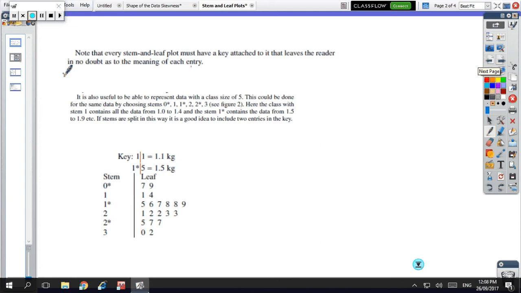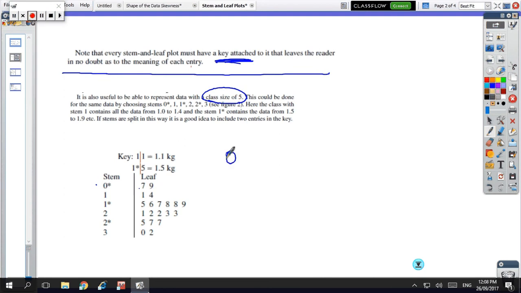Okay, so every stem and leaf must have a key attached, so you have no doubt what the meaning of the entries are. In this particular one, again, we've got decimal places, but this time, instead of having a class of 10, we can have a class of 5. And what we do is we put asterisks. So for instance, 0 is 0.7 and 0.9, but if you had a 0.2 kilo possum, you'd have just 0.2, and then the asterisk means it's the top end of the scale. So you've got 0.7, 0.9, 1.1, 1.4, and then here are the big possums in the 1s. So it's just another way to break up your data sets.